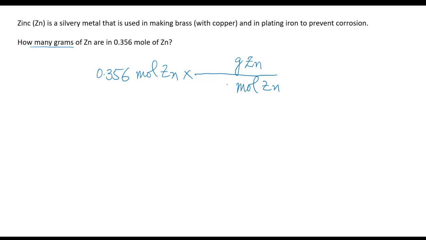Now, I told you when you calculate mole to gram or gram to mole, you will calculate molar mass. So what is the molar mass of zinc? From the periodic table, it is 65. 65 gram is equal to 1 mole. So 1 with mole and 65 with gram. Why? Because here with gram, 65. Mole of zinc cancel. When you use the calculator, 0.356 multiplied by 65, what is your answer? 23.14. Yes. Gram of zinc.